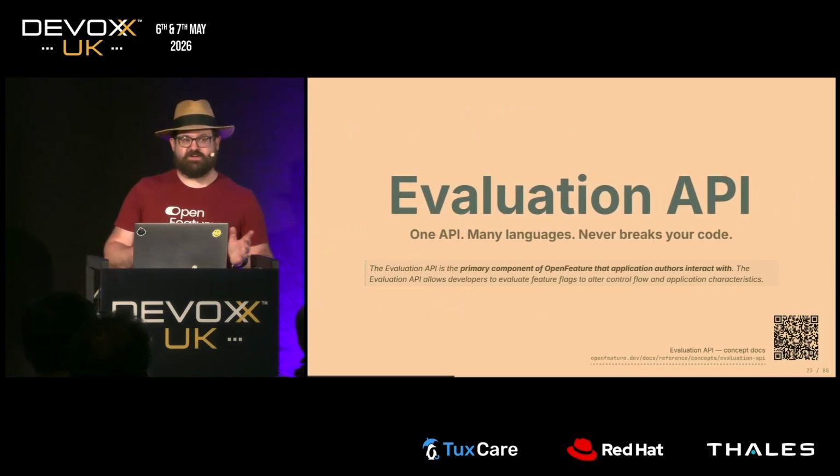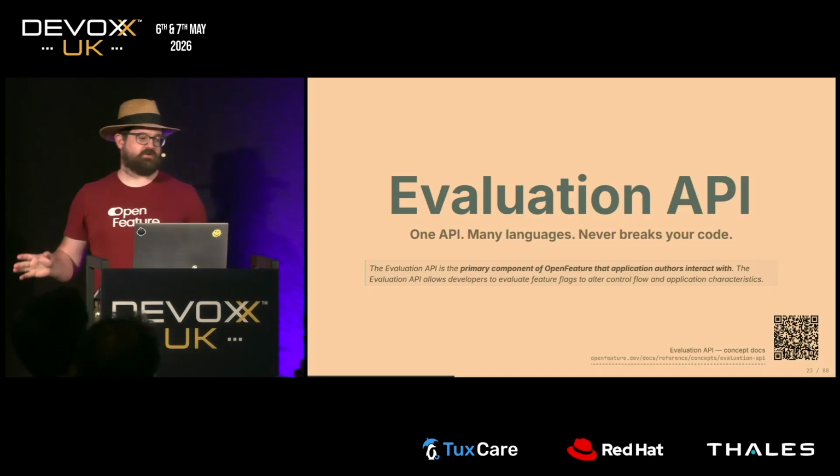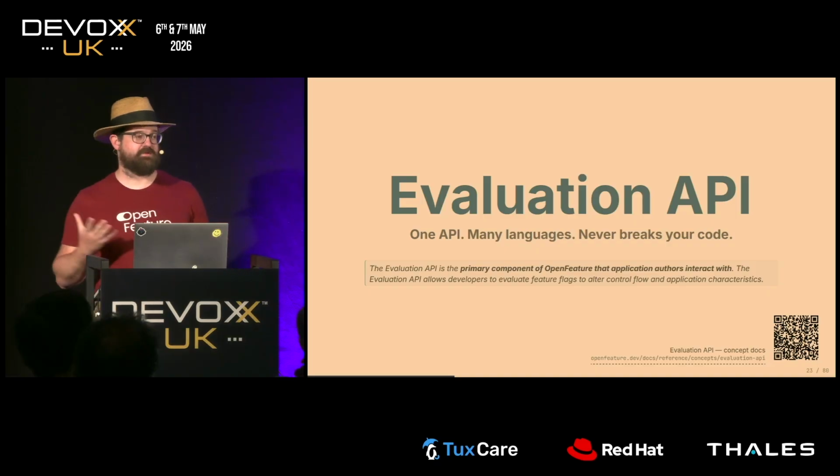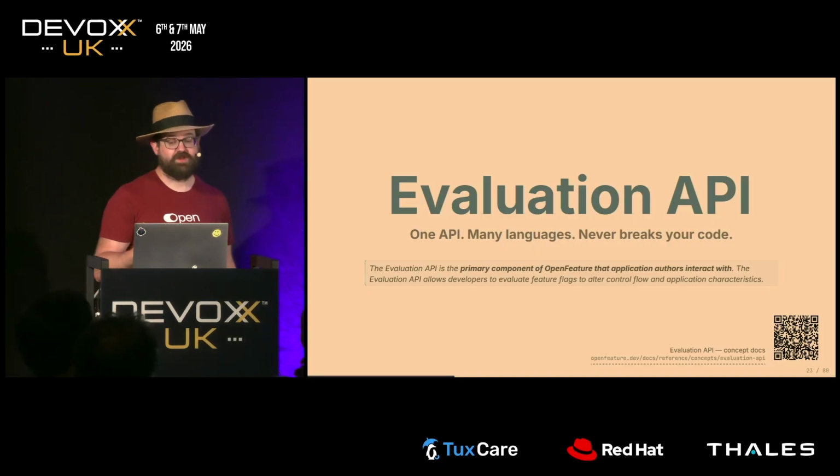So, to summarize, this was the core concept, and the most important concept of OpenFeature is actually the evaluation API, because that's what developers interact with. It's one API available in many languages, and we never break your code.